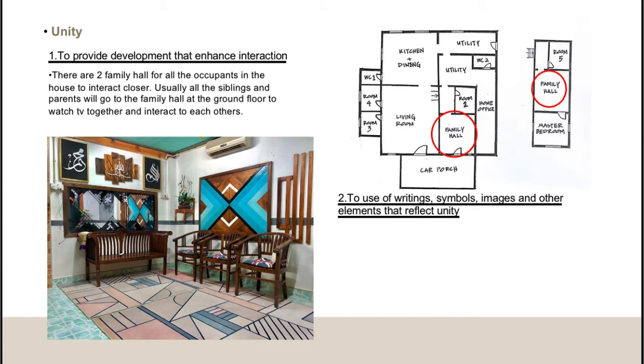Usually my siblings and my parents will go to the family hall on the ground floor to watch TV together, to eat snacks together, and at that time we interact with each other more. And I think my house is lacking in using writing, symbols, images or other elements that reflect unity.